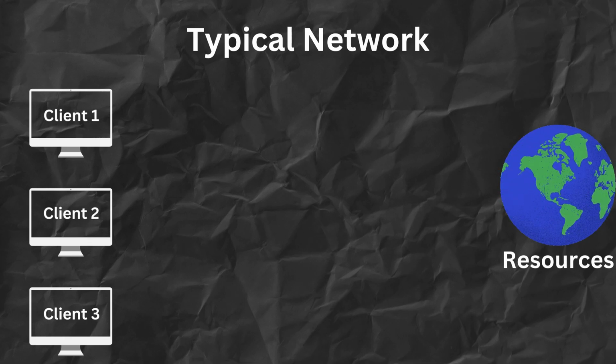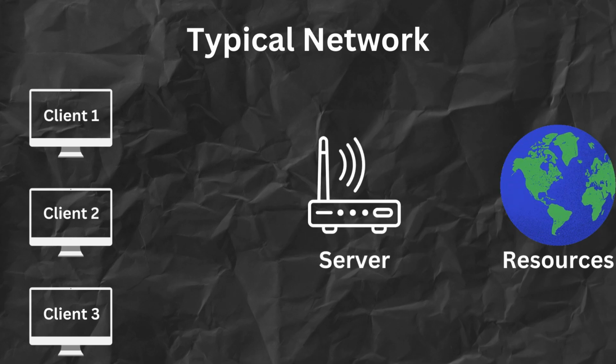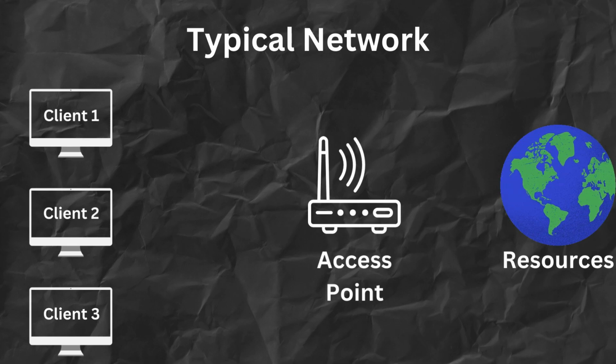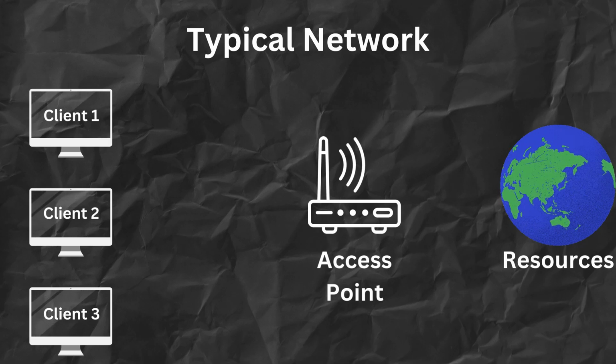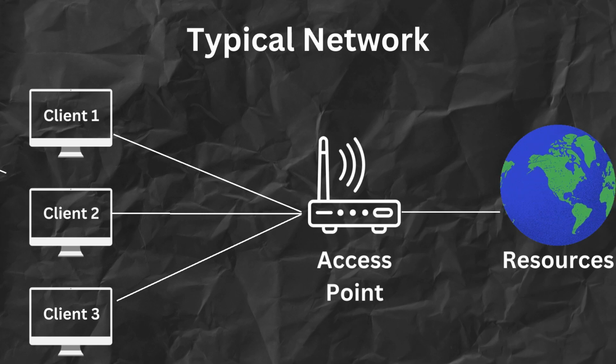Now all networks, whether it's Wi-Fi or wired, work on the same principle. They have a device that is considered a server. In many cases, for example in your home network, this server is your router. This is also referred to as an access point. This router, server, or access point is the only device that has access to the resource. So none of these clients have direct access to the resource even after connecting to the network. The only way they can access the resource is through the access point.